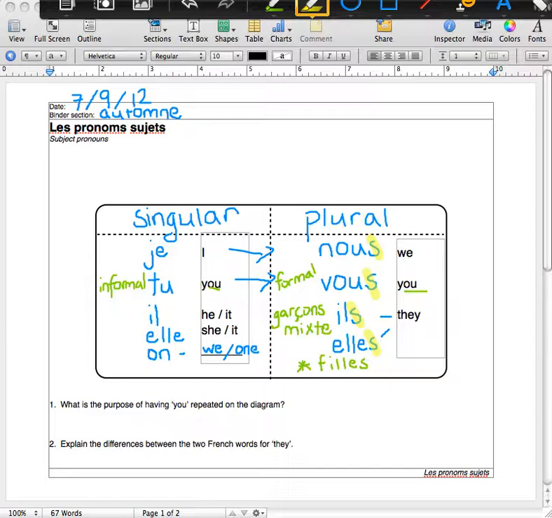What is the purpose of having you repeated in the diagram? I'm reading that question right below the diagram. In order to be sure that you understood what you just learned, answer these two questions. Try to give as much information as you can and make sure that you are answering the question. You're not being vague and trying to skunk your way out of it. And then explain the difference between the two French words for they. So that might take a little bit of translating.